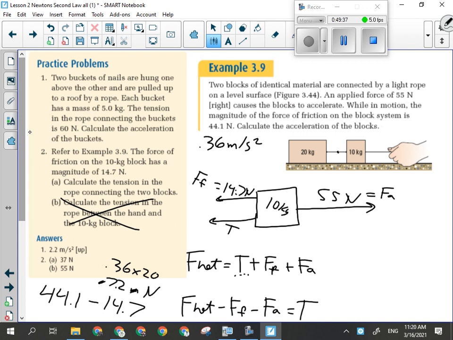All right, I want you guys to try question number 1 about the buckets of nails. Okay? It's similar to the 2 blocks being pulled, except it's vertical. It's an elevator with 2 cars, okay? 2 buckets. See if you can figure that one out. Okay, draw it out, give it a try. It works a lot like this one did.